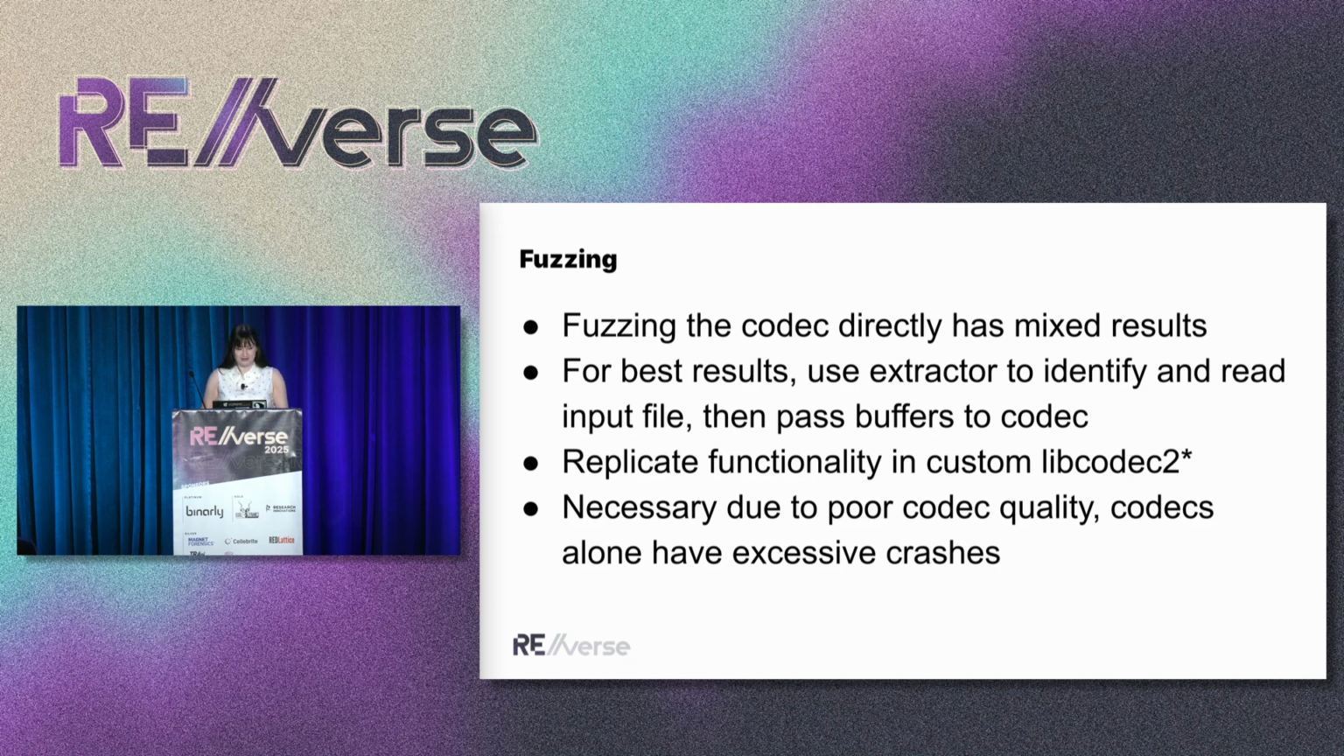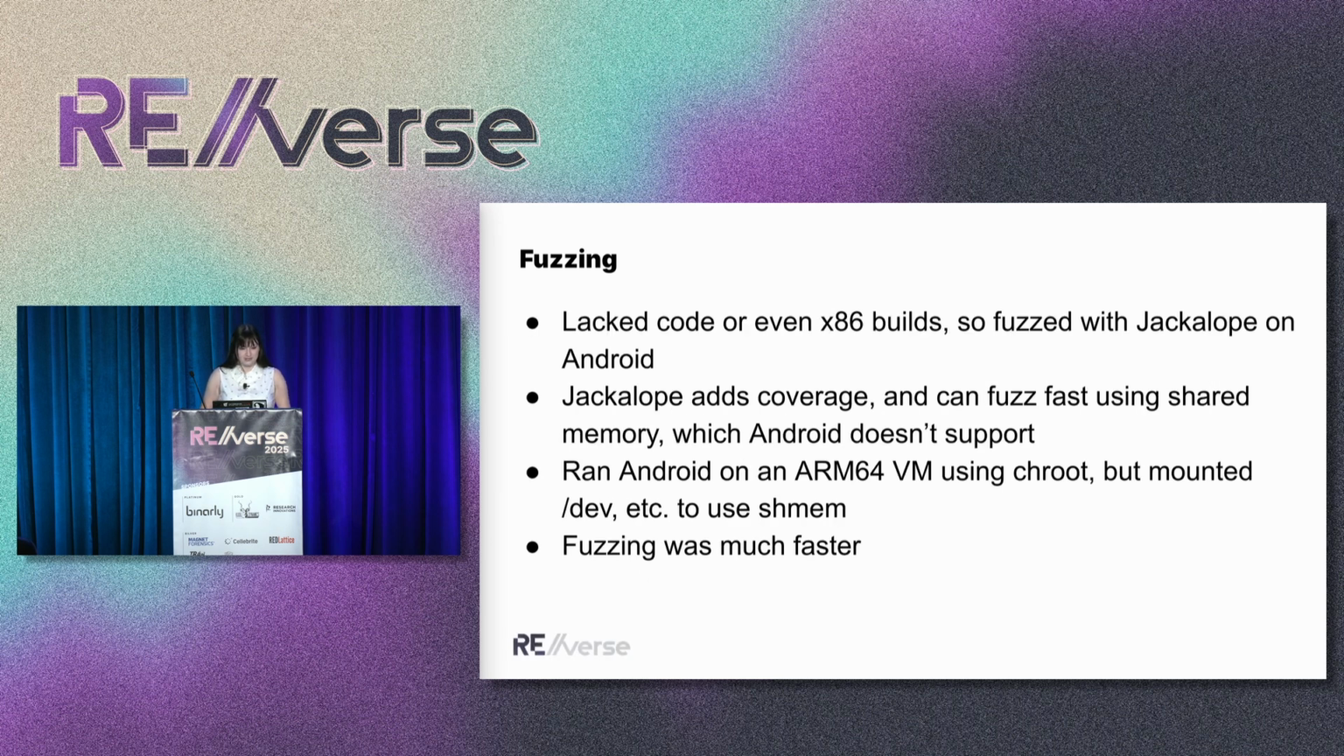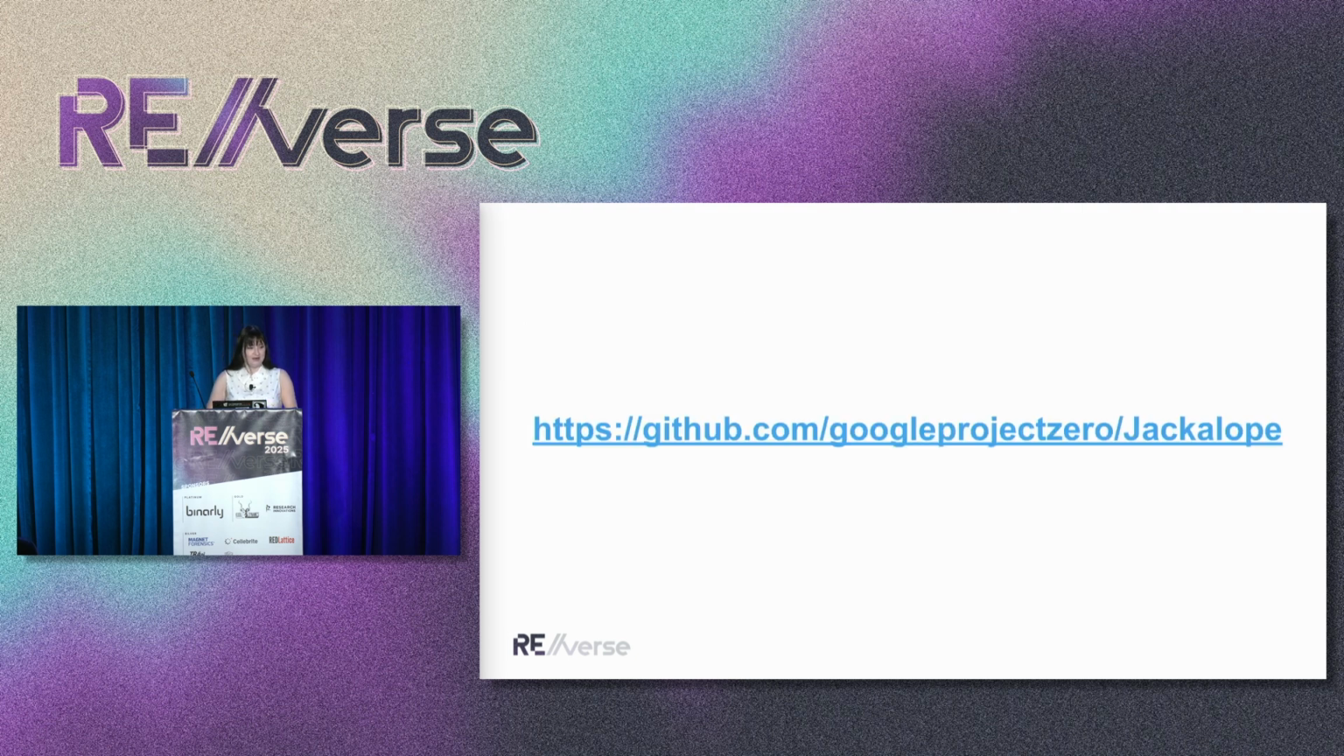And this is how I got around the poor codec quality. So unfortunately for this, I also lacked code or even x86, so I fuzzed on Jackalope with Android. And I'm going to put the link here. I suggest you take a photo, because Jackalope just changed my fuzzing life. I want to make sure that everyone knows about it.